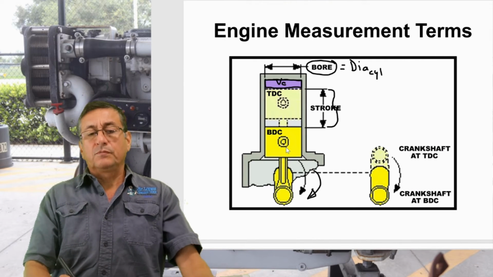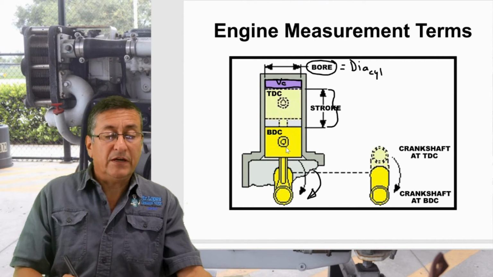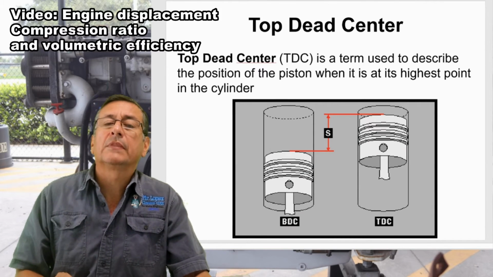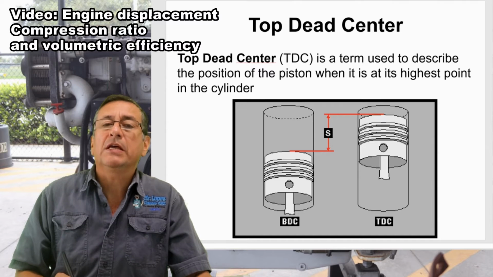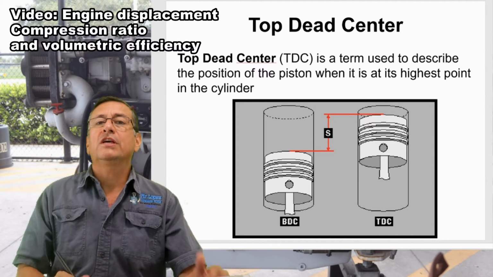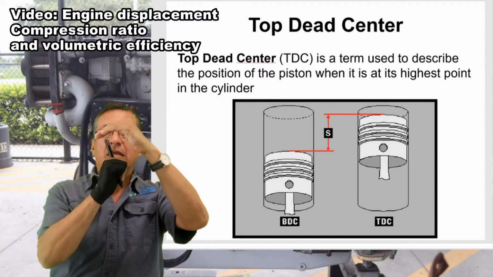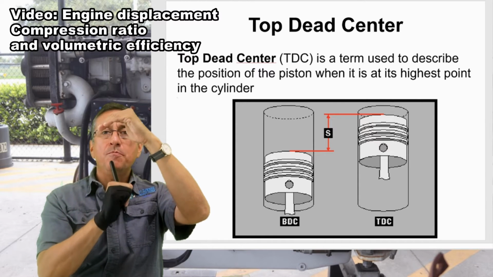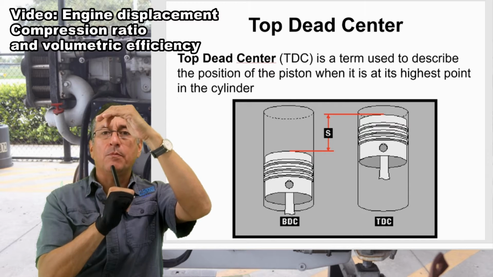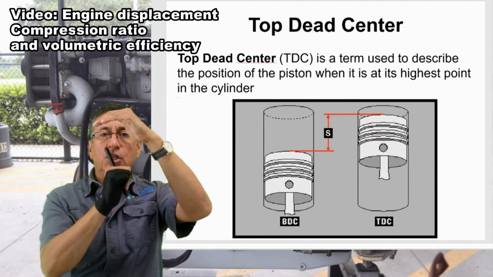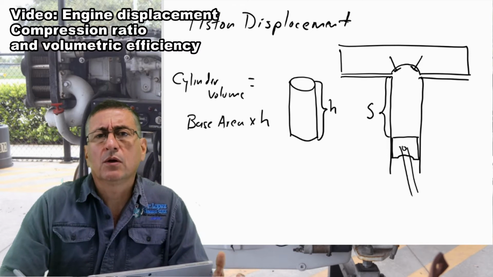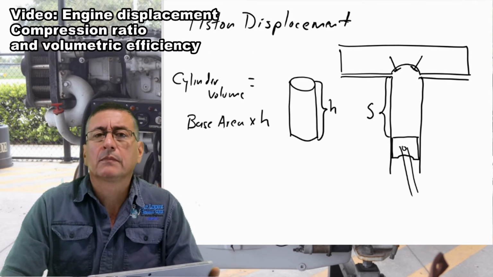Okay, now we are going to calculate. The first operation is to calculate the piston displacement. How much is the amount of air that the piston sucks in one complete movement if the intake valve is open? How much air can the piston introduce when the piston is going down? We are going to calculate the piston displacement.